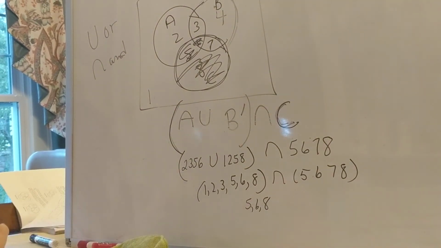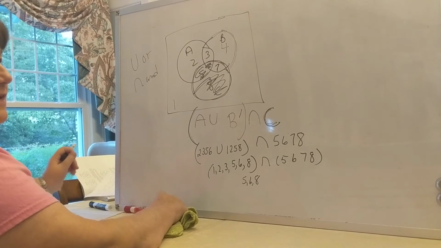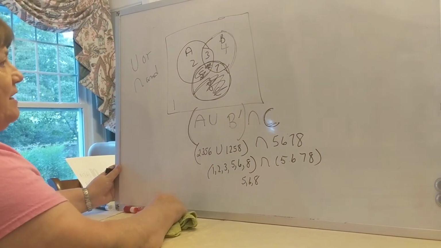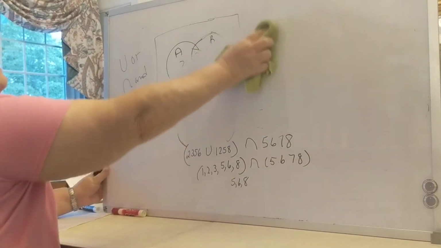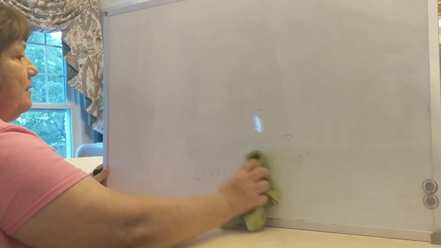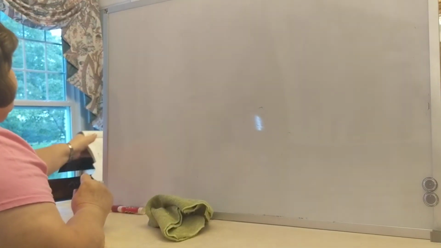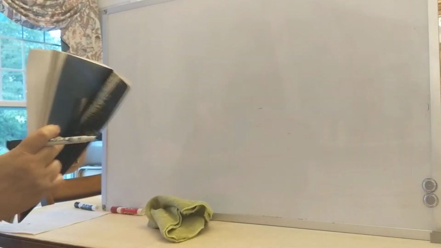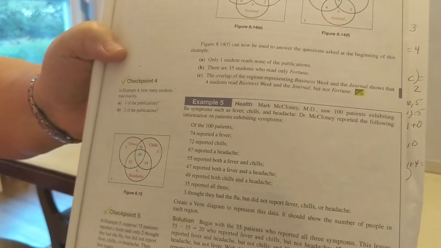Now there's a problem in your book that I want you to look at. It is on page 417, example 5. So if you would, stop your video, find that book, find the problem. Let me show you what it looks like. It's this problem, example 5.